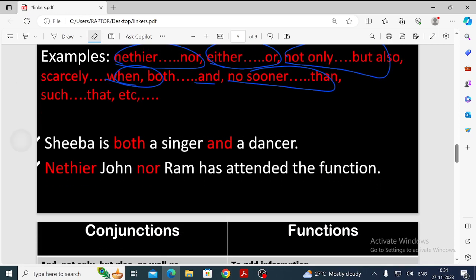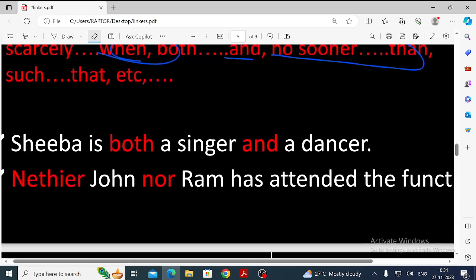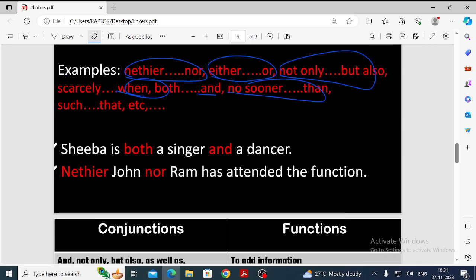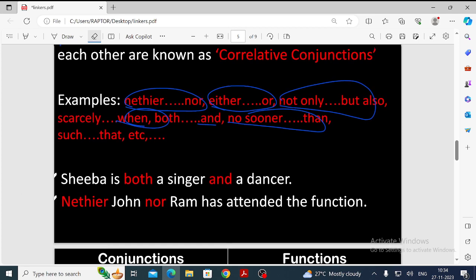Yeah, write this. For both and even, we can add it. Shiba is not only a singer but also a dancer. Here we have, Shiba is both a singer and dancer. So all the quality conjunctions resemble the same but have different meanings that we have to understand. And the next one: neither John nor Ram has attended the function.